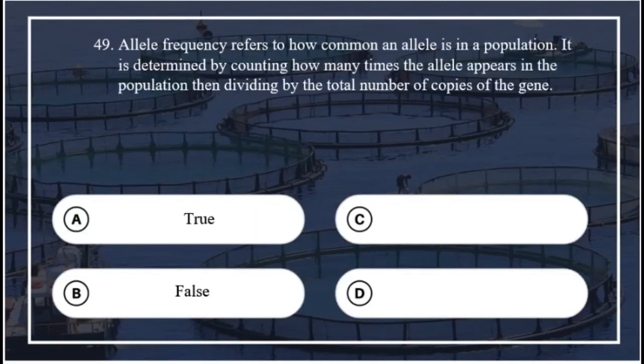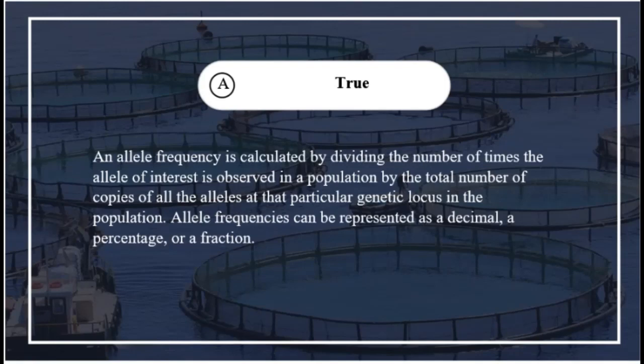49. Allele frequency refers to how common an allele is in a population. It is determined by counting how many times the allele appears in the population, then dividing by the total number of copies of the gene. A. True. B. False. Answer. A. An allele frequency is calculated by dividing the number of times the allele of interest is observed in a population by the total number of copies of all the alleles at that particular genetic locus in the population. Allele frequencies can be represented as a decimal, a percentage, or a fraction.